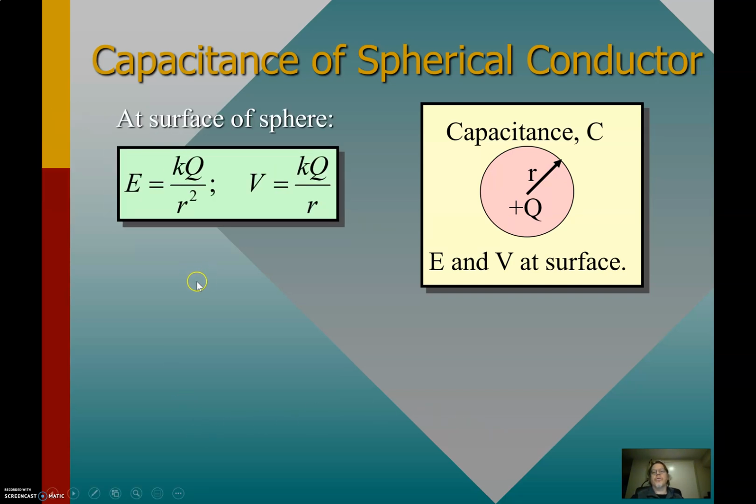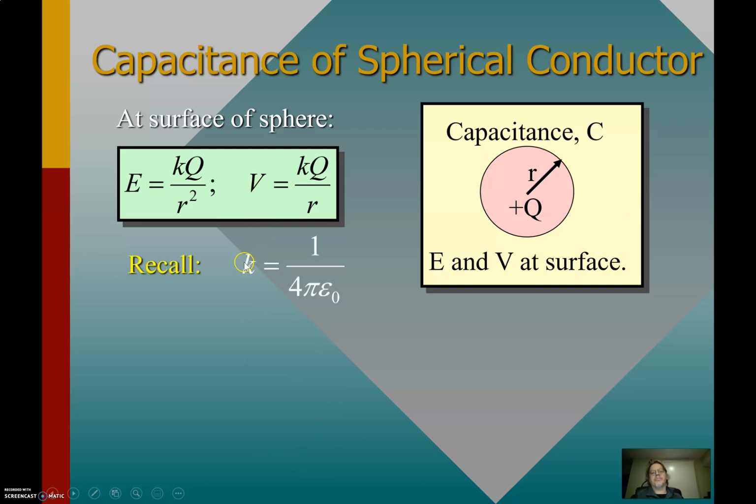So at the surface, we already learned that the field is just found by the constant K, 9 times 10 to the ninth, times the charge you can put on there, per r squared. That's any round object, as long as you're on the outside of that thing. And the potential from that point charge, or when you're outside of that ball, is kQ over r.